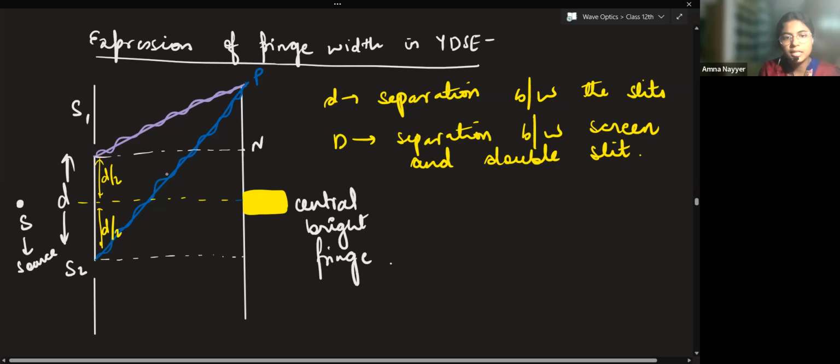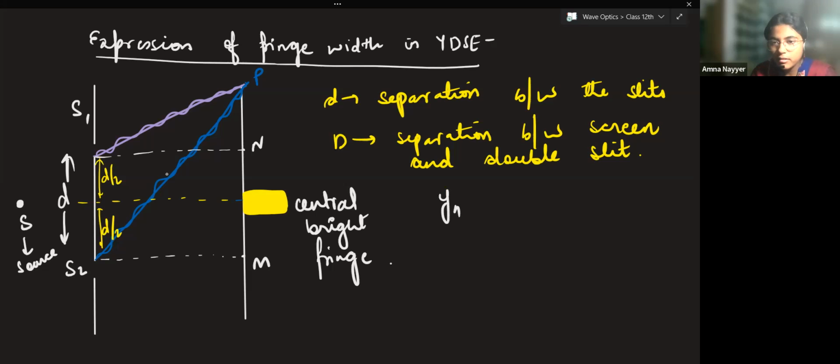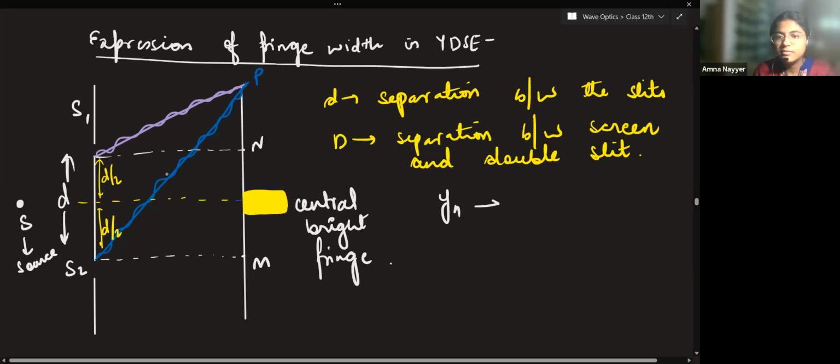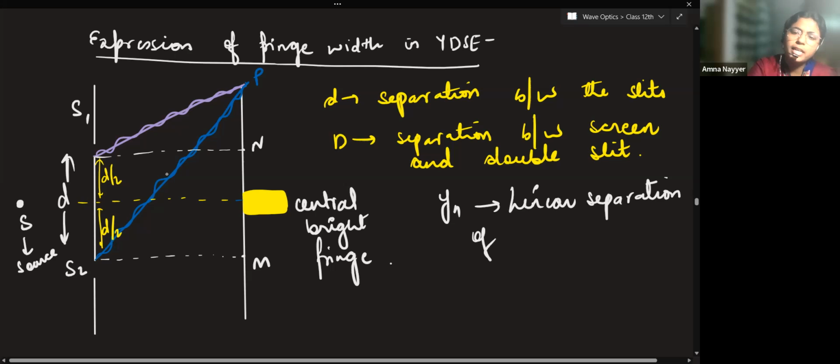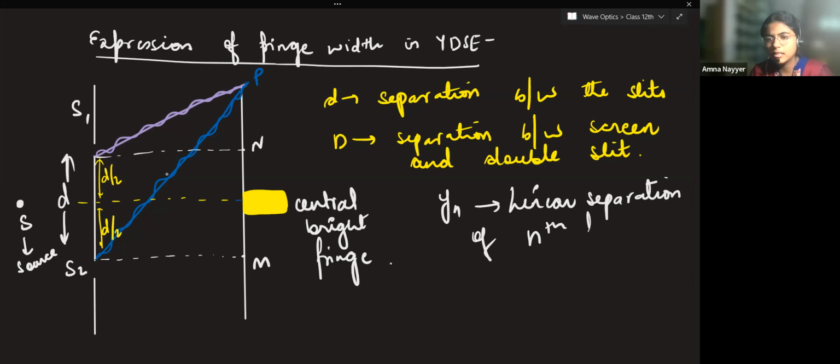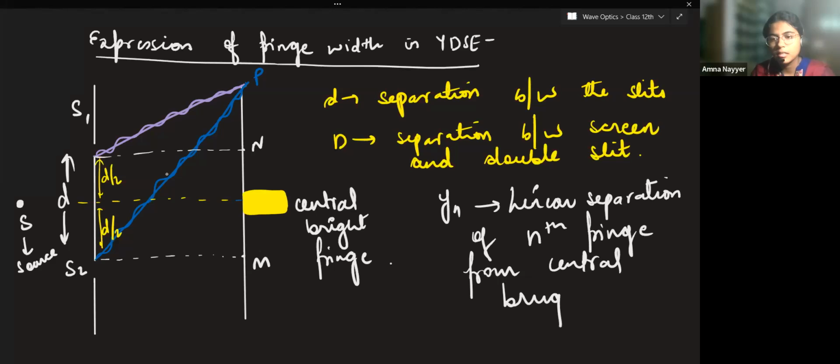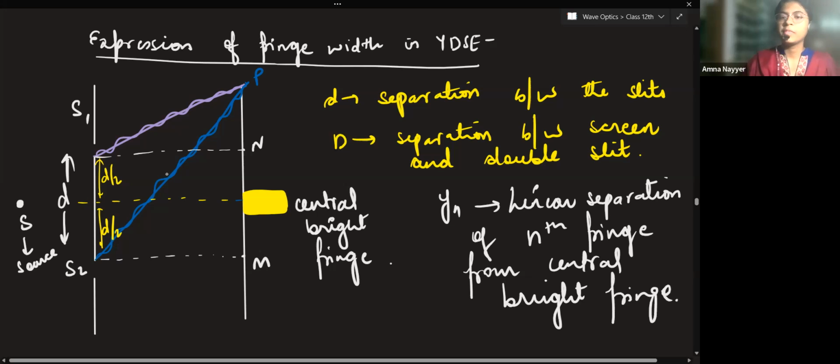Now see, for the derivation part, I'm marking this point as N, and this point as M. Now, what are we calculating right now? I'm not calculating fringe width first. I want to calculate Yn. Now, Yn is the linear separation of the nth fringe from the central bright fringe. Now see what is happening over here.